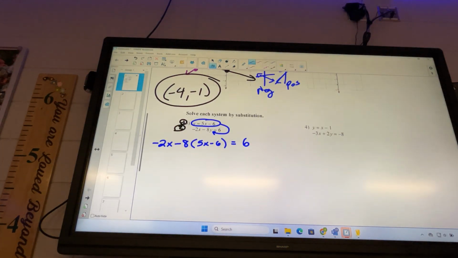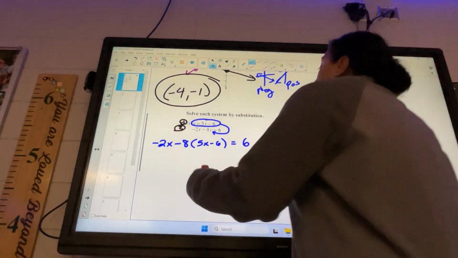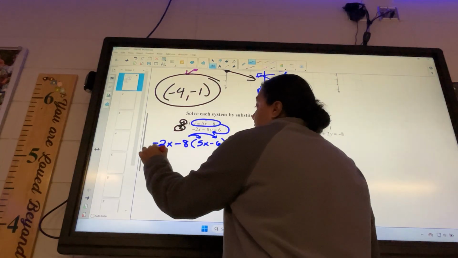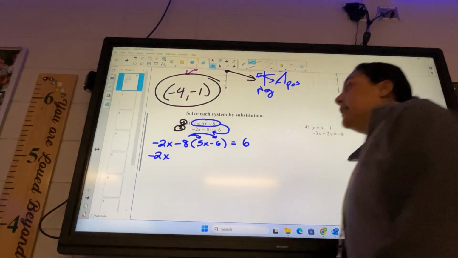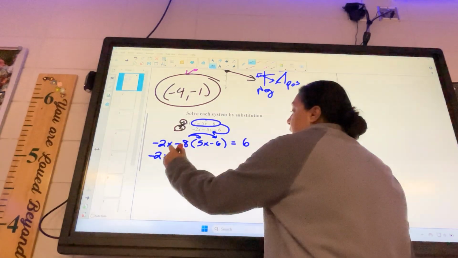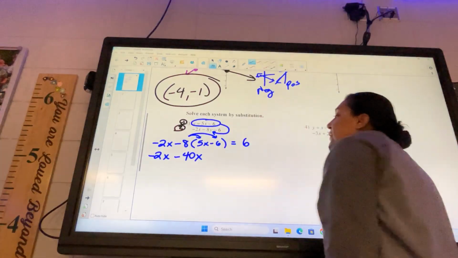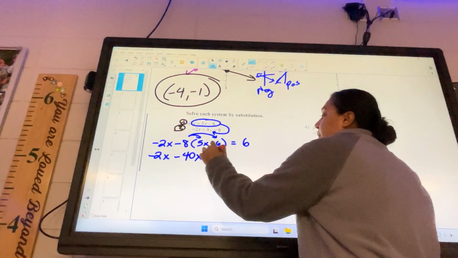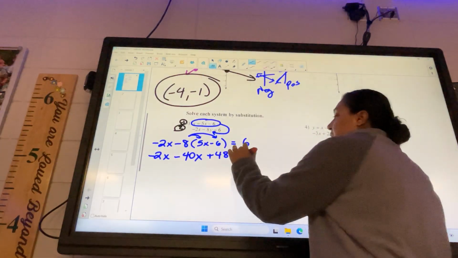Okay, and again, I know that it's been a while. We haven't done this since January. Okay, so it's been a while, so if you're not like, oh man, that's okay. Okay, so our first step is going to be to distribute. Okay, so we got negative 2x. What is negative 8 times 5? Negative 8 times 5. Negative 40x. Negative 8 times negative 6. Positive 48 equals 6.